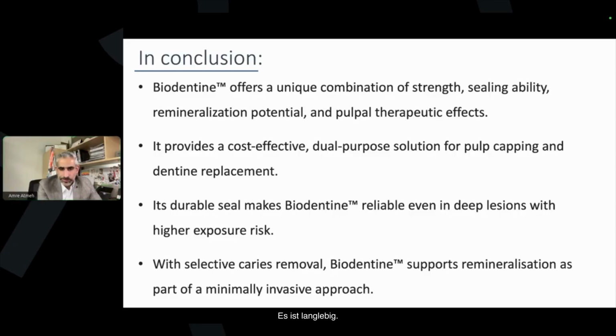It is durable. Its durable seal makes Biodentine reliable, even in deep lesions with high exposure risk. And we explained how the alkaline nature of these materials and their interaction with dentine contribute to this kind of seal that you want to have in your treatment. And lastly, with selective caries removal, Biodentine supports remineralization. So it gives a chance for caries affected dentine to be remineralized as part of a minimally invasive approach.